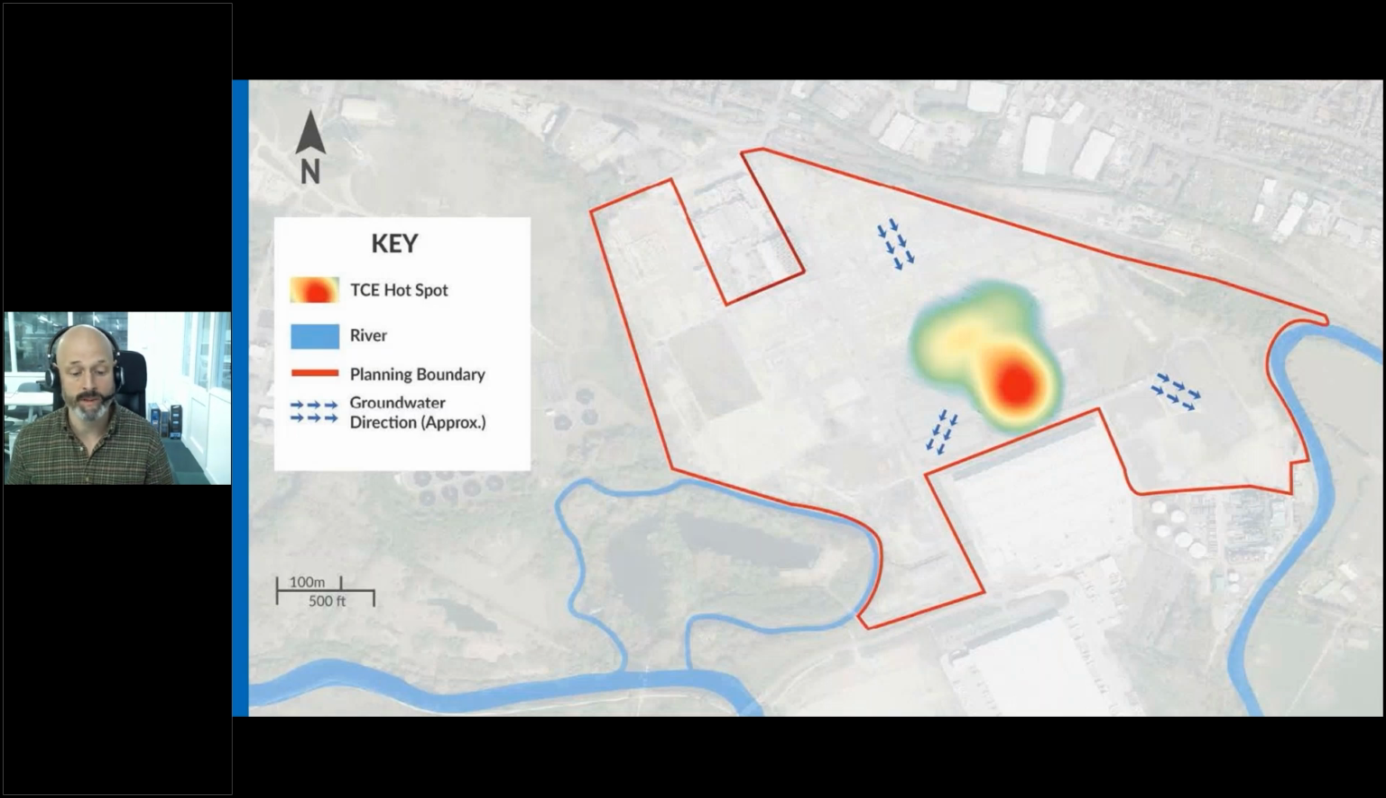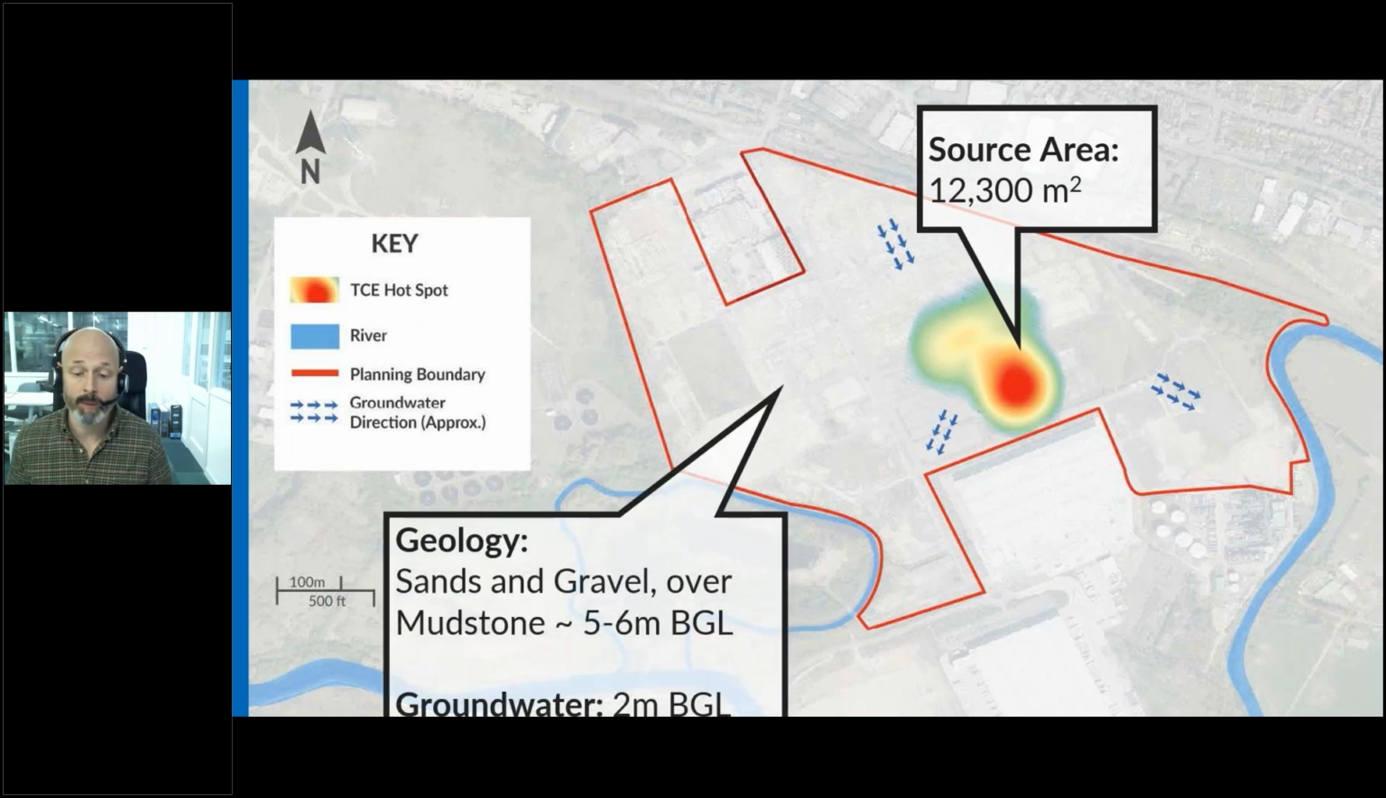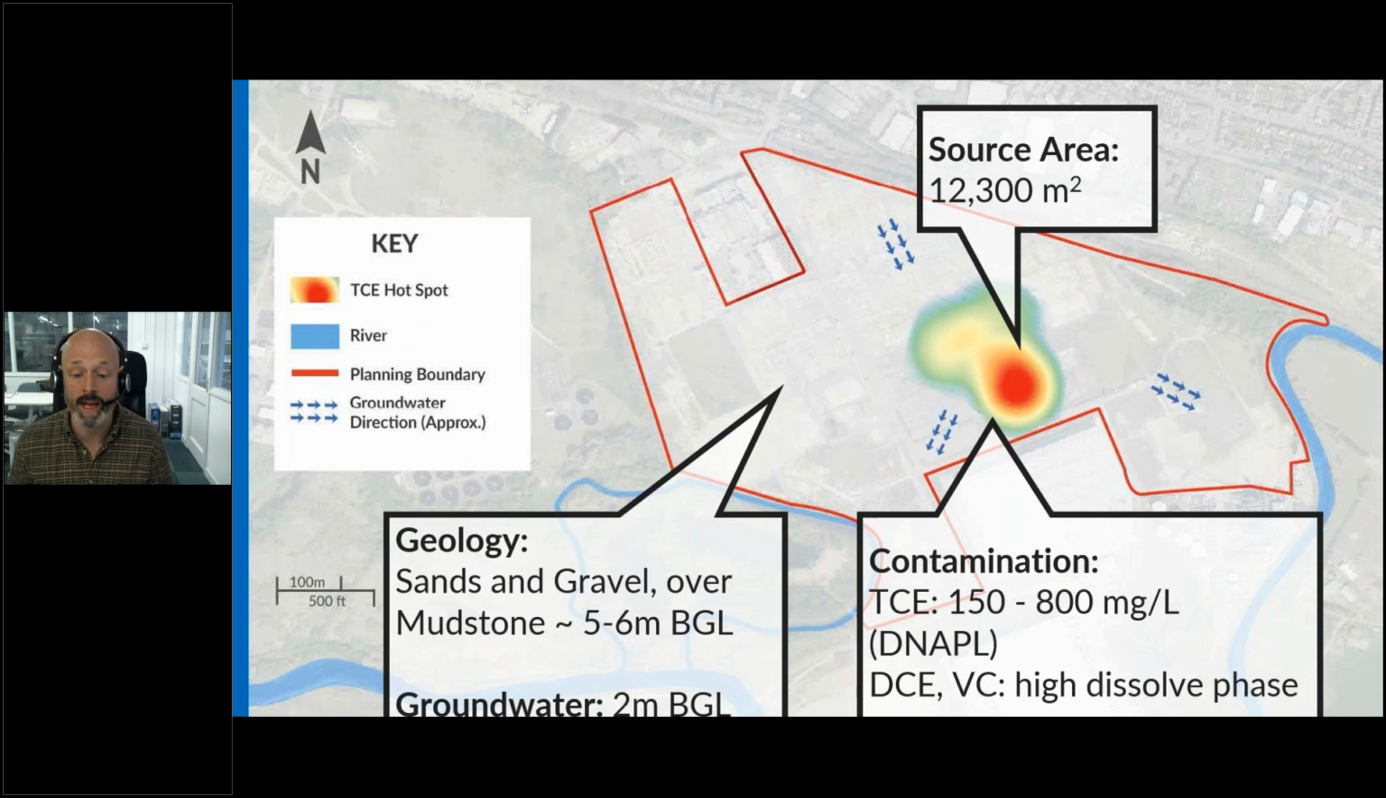So from the site evaluation, the information I have is that we have a very large but well-defined source area and plume area also. The contamination is sitting in a shallow sand and gravel aquifer over impermeable mudstone at around 5 to 6 meters below ground level. And there was an abundance of free and very high levels of TCE in the source area, but we also have a plentiful occurrence of degradation products in the form of DCE and vinyl chloride, and a very large dissolved phase plume of lower concentrations of TCE and a greater proportion of DCE and vinyl chloride.